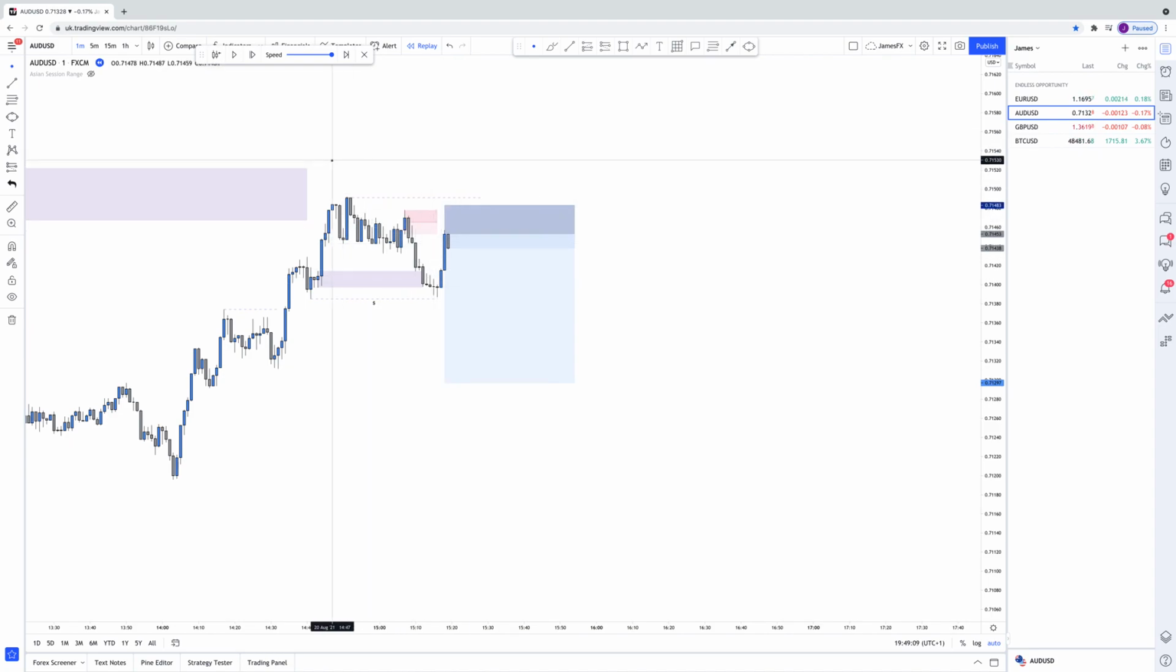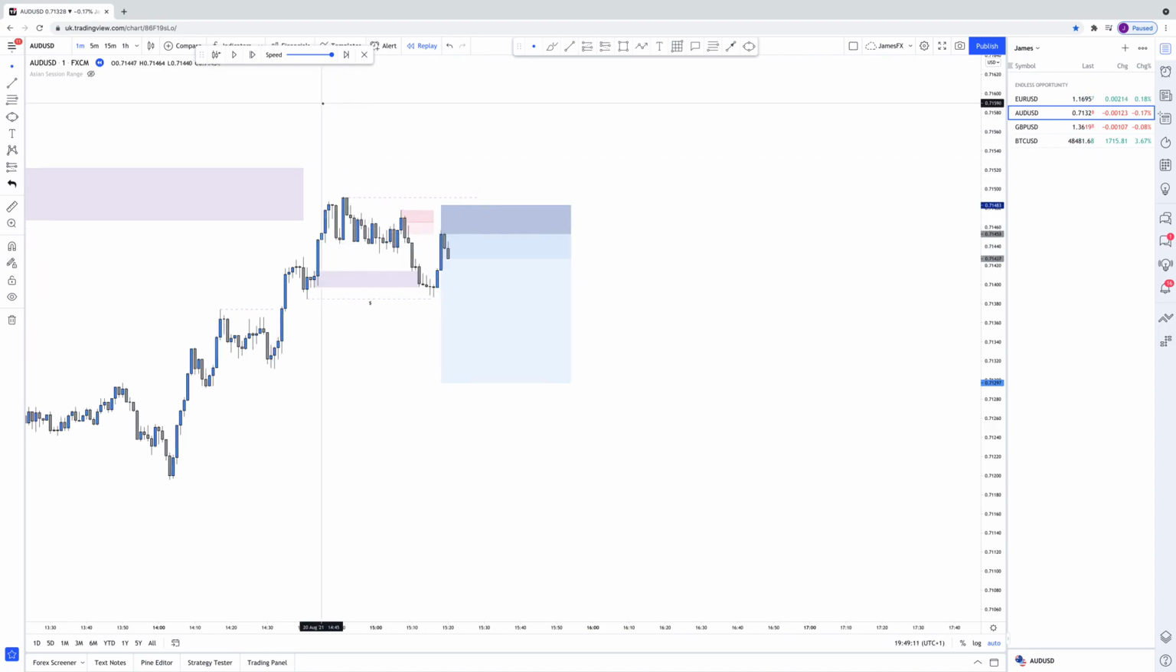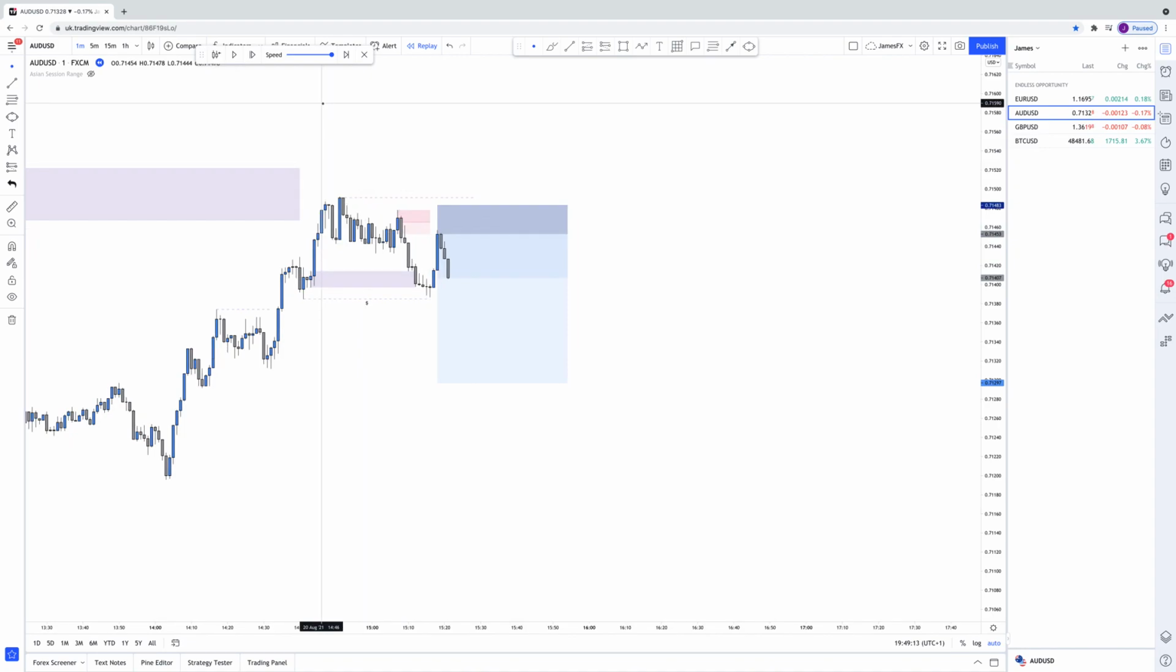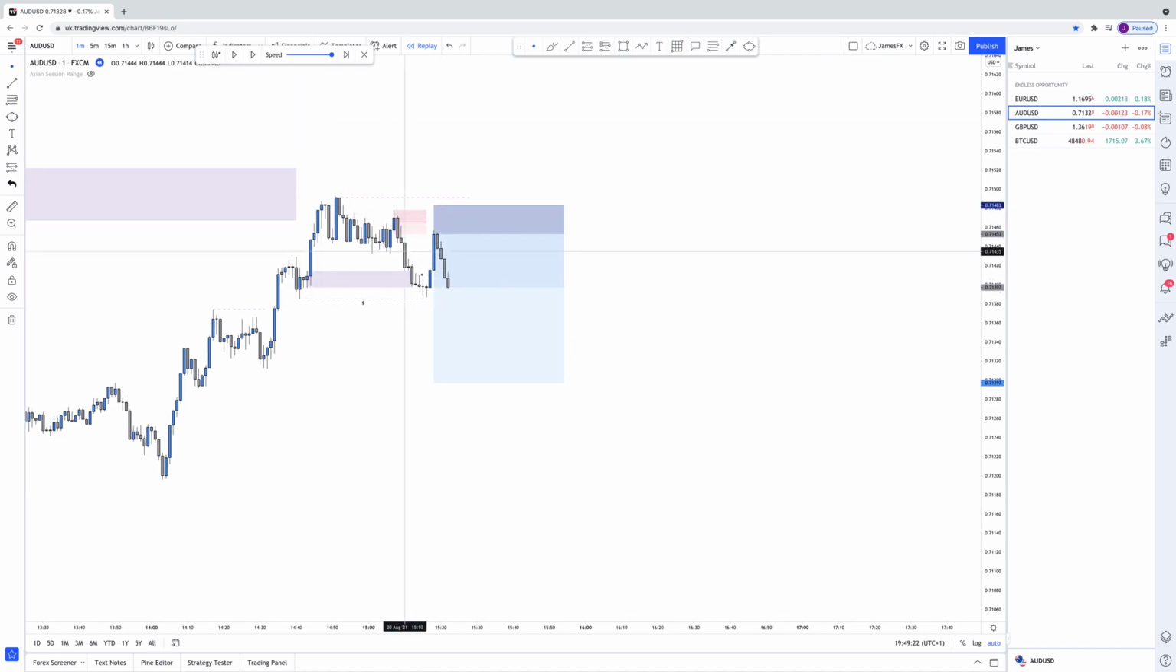So we tagged into a trade on that candle. I did not take this trade, as I said, but this is how I'll be managing it. At this point here we have a low and a lower high. This is the low that I want to see taken out, which would also sweep liquidity.